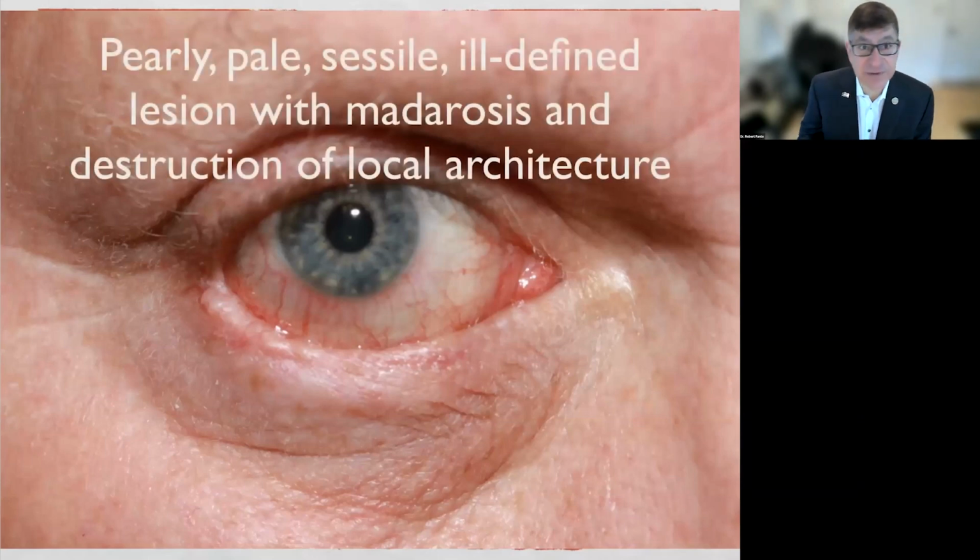So I would describe this as a pearly, pale, sessile, ill-defined lesion with madarosis and destruction of the local architecture. Here's the patient, both eyes now, to make it a little easier on you. You can see how many more lashes are visible on the patient's left eye on your right.